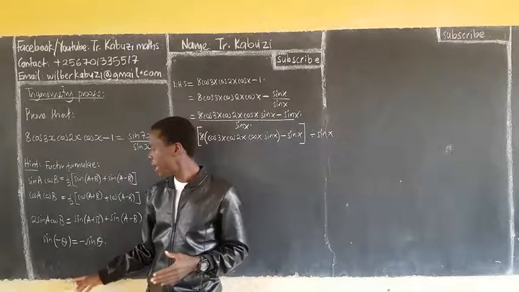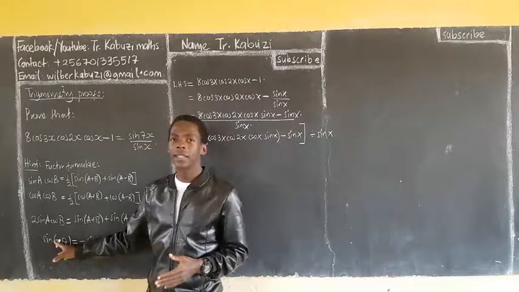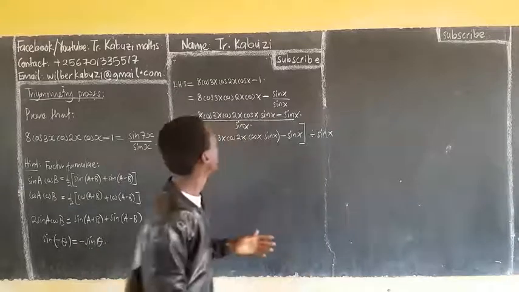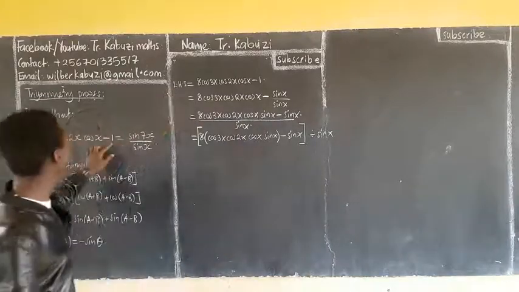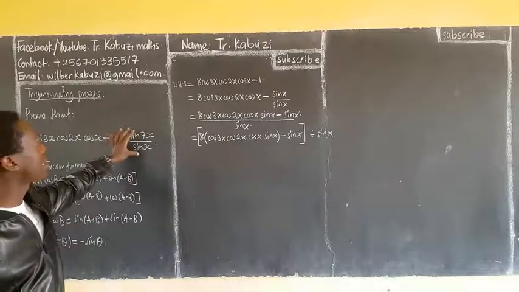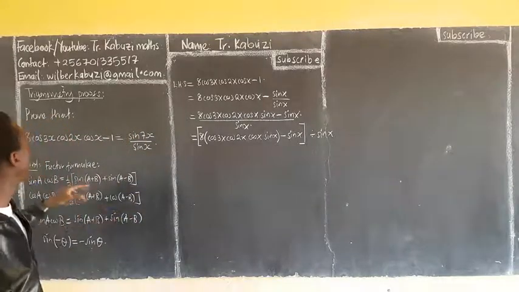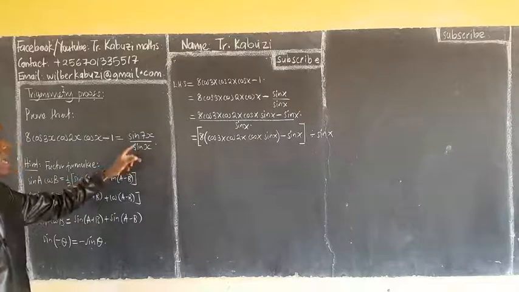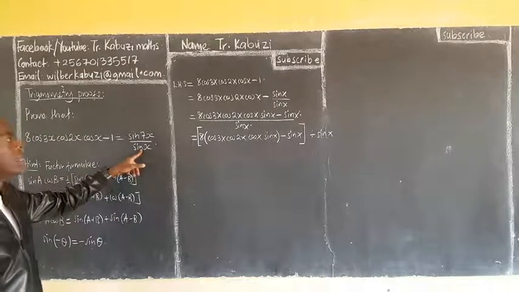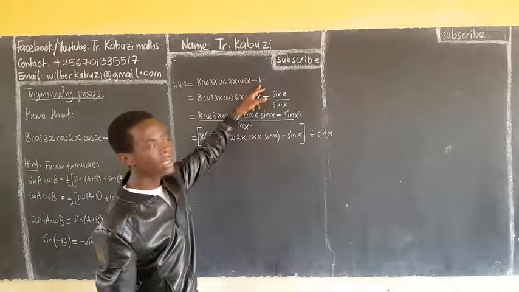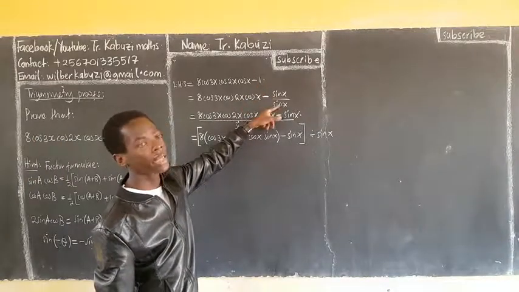And you are going to see that the sine of a negative angle is the same as the negative sine of that positive angle. So now, this is my left hand side, and this is my right hand side. I want to show that this left hand side is equal to the right hand side. Now, in my proof, I'm seeing that I have a sine x down. So to create that sine x, I'm going to create it from here. And that 1 is the same as sine x over sine x.